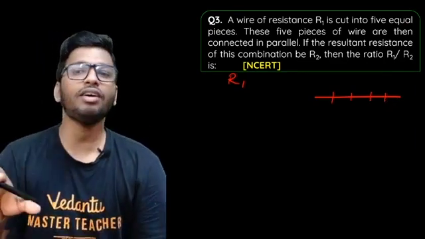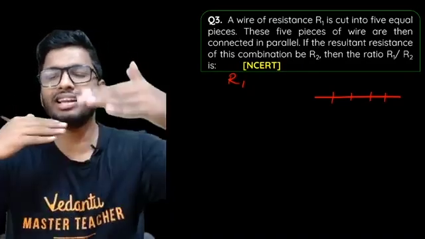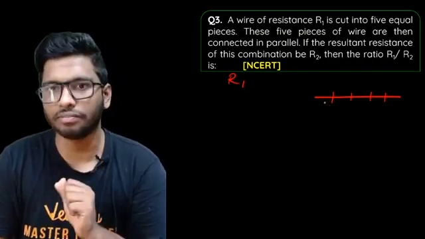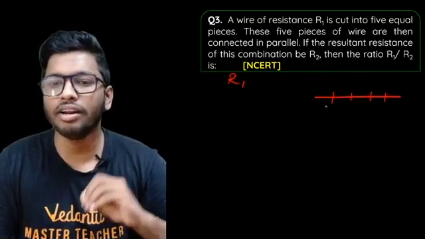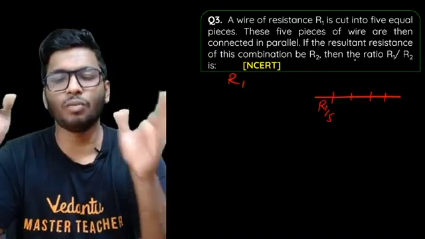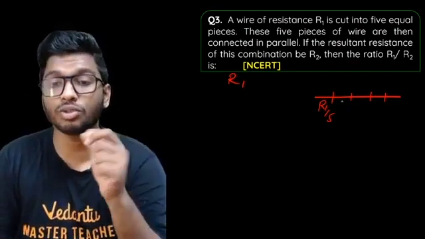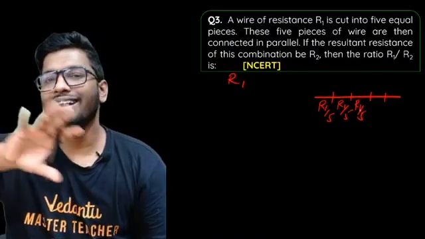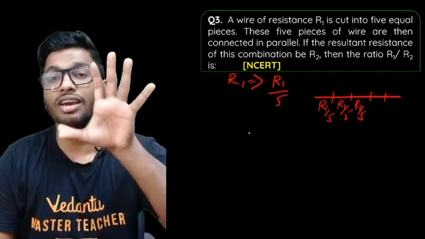They are asking you to find out what would be the resultant resistance if I cut this wire into 5 different parts and connected them in parallel one after the other. So first of all, find out what is the resistance of each and every wire. If the entire resistance is R1, the resistance of each wire will be R1 divided by 5, because it is one wire whose resistance is divided into 5 parts. So the resistance of the first wire will be R1 by 5, second one R1 by 5, R1 by 5, and so on. The resistance of each and every wire is R1 divided by 5.